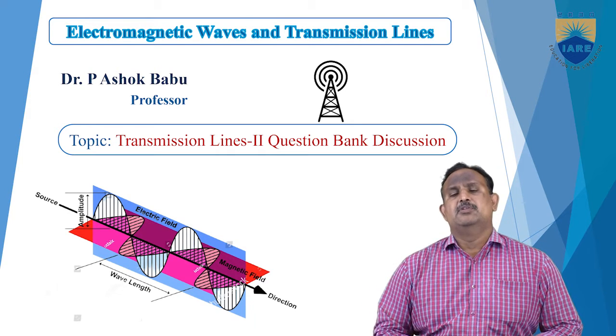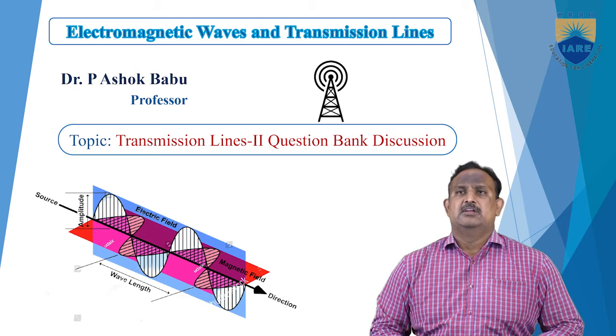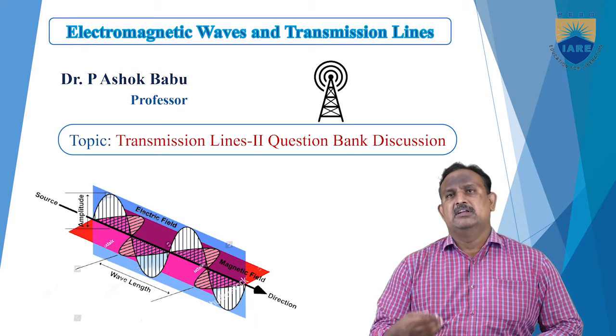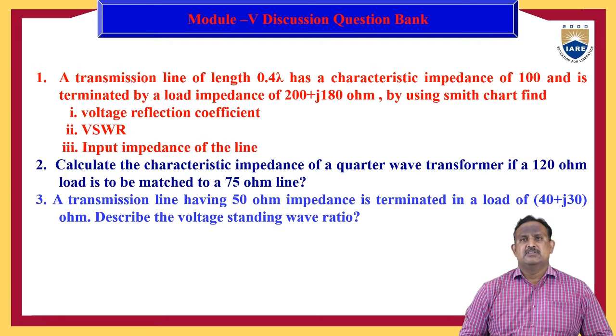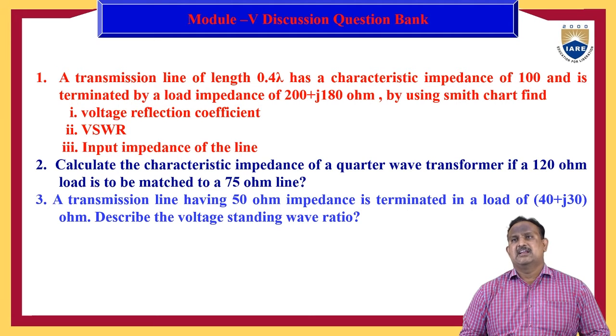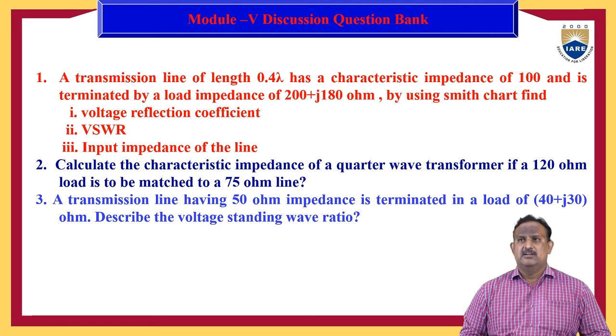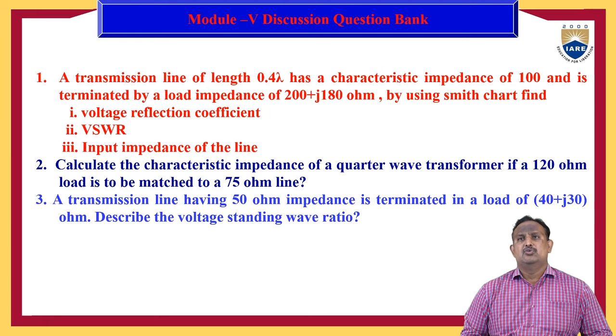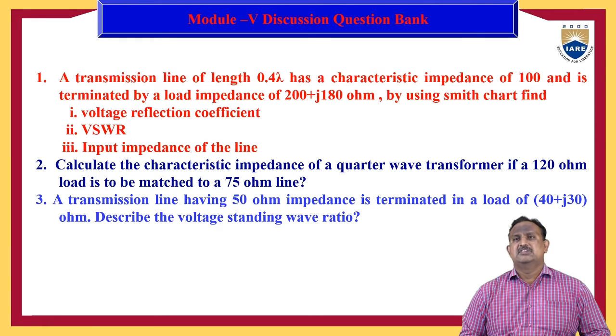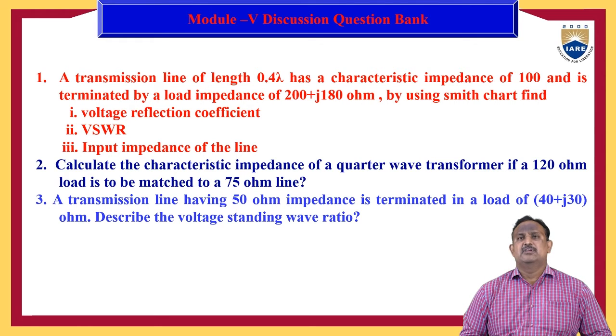In this video, I'm going to discuss some important problems on transmission lines 2. First, a transmission line of length 0.4 lambda has a characteristic impedance of 100 ohms and is terminated by a load impedance of 200 plus j180 ohms. Using the Smith chart, we need to find the voltage reflection coefficient, VSWR, and input impedance of the line.